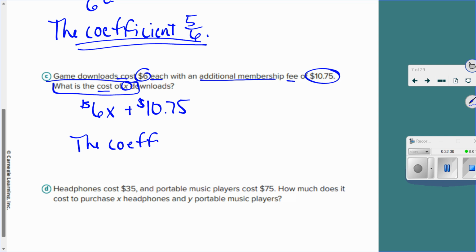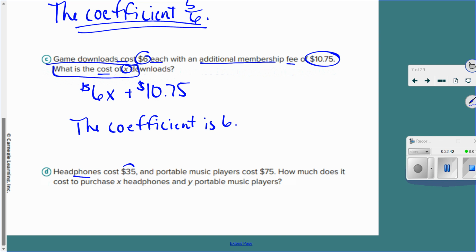And our last one. Headphones cost $35. Portable music players cost $75. How much does it cost to purchase x headphones and y portable music players? So what does each headphone cost me? 35. So what operation would that be? Multiplication. How much does each portable music player cost? So what would that operation be? Multiplication, because I'm doing it every time.